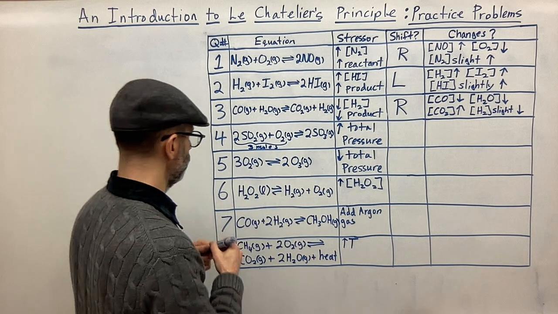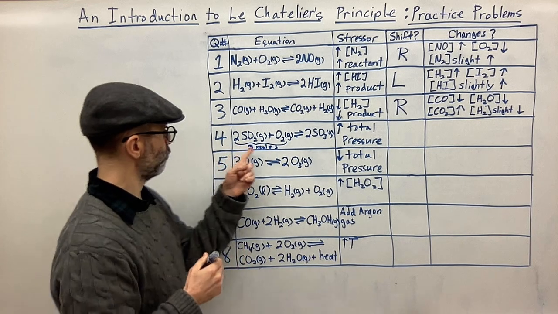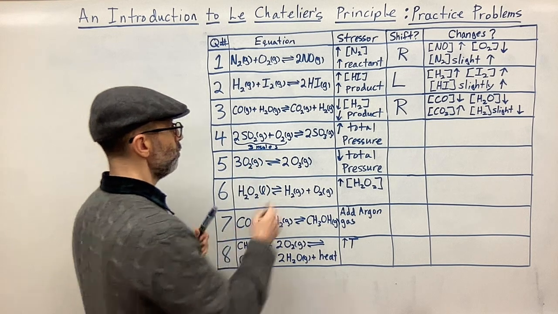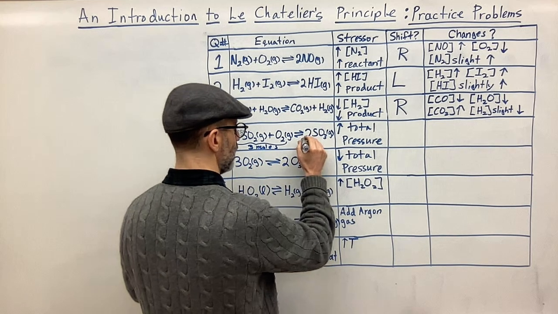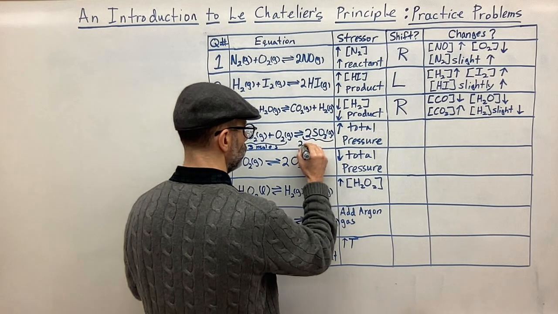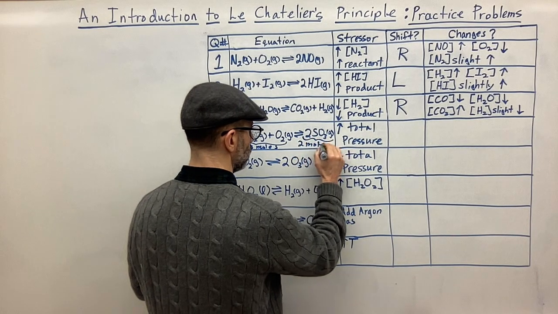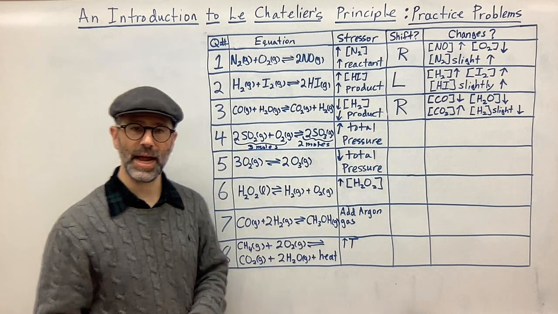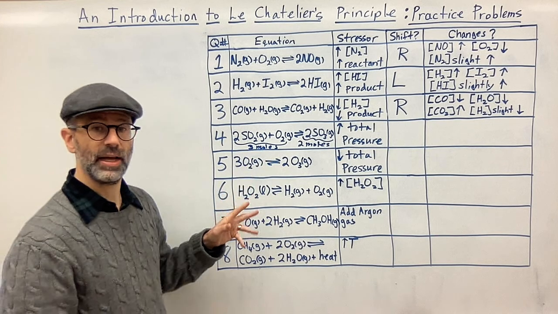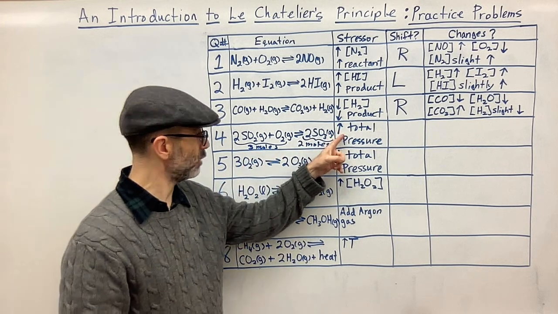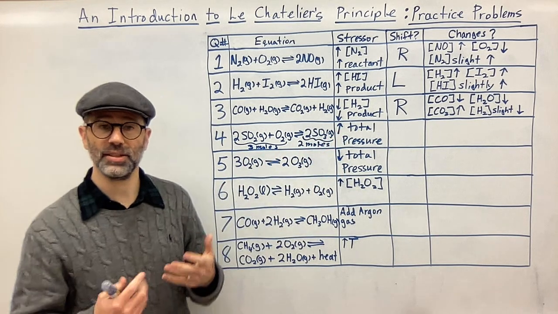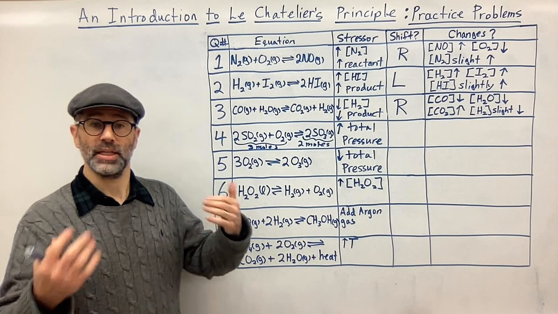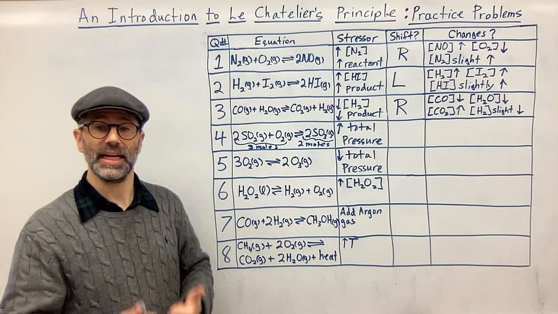I don't know if you could read that. So we have 3 moles here and we have 2 moles here. So on this side we have 2 moles of gas. So now we know which side has more gas or more moles of gas, and we know that we're increasing the total pressure. So Le Chatelier's principle says that it's going to undo that. Well, it's going to have to decrease the pressure since we increased it.